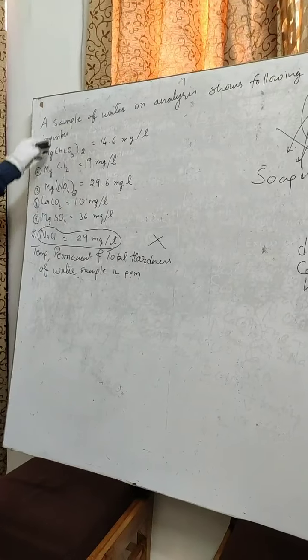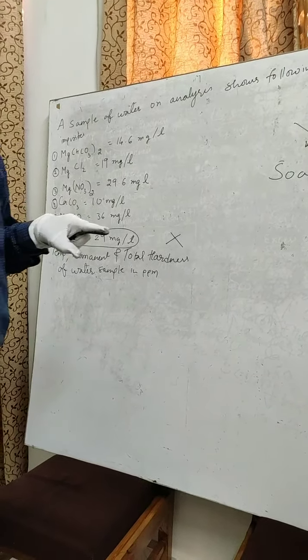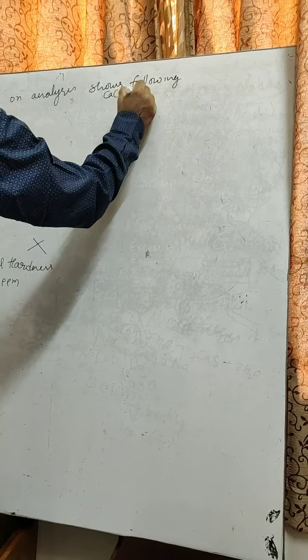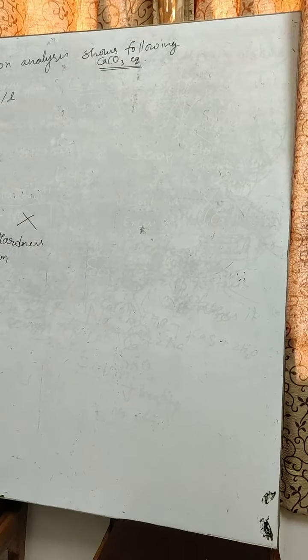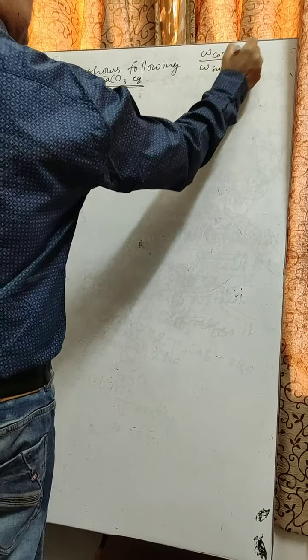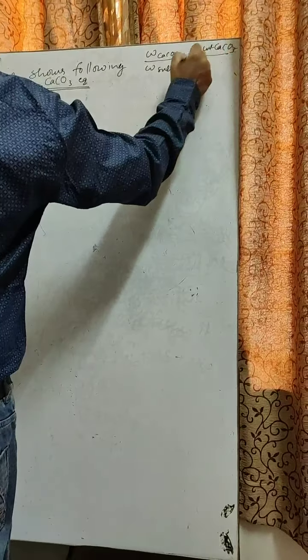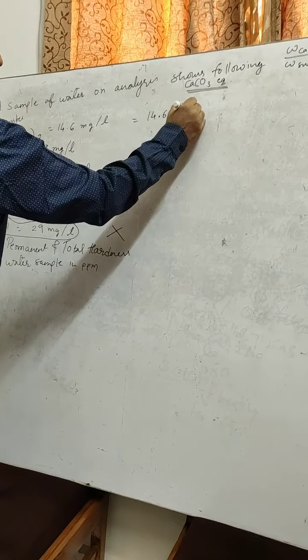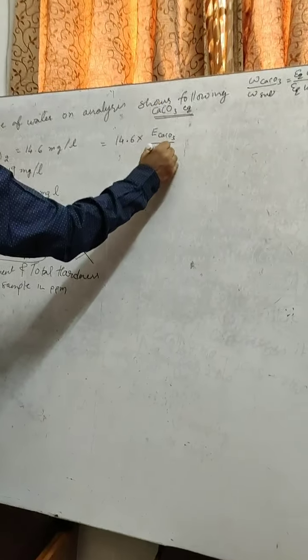Now the first thing here is that, as I have discussed earlier also, the first step that we have to perform is to calculate the equivalence of calcium carbonate in these substances. That is, we will calculate the calcium carbonate equivalent. The formula is: weight of calcium carbonate upon weight of substance given is equal to equivalent weight of calcium carbonate upon equivalent weight of the given substance producing the hardness. So weight of calcium carbonate equivalent to the magnesium bicarbonate given is equal to 14.6 into equivalent weight of calcium carbonate upon equivalent weight of magnesium bicarbonate.